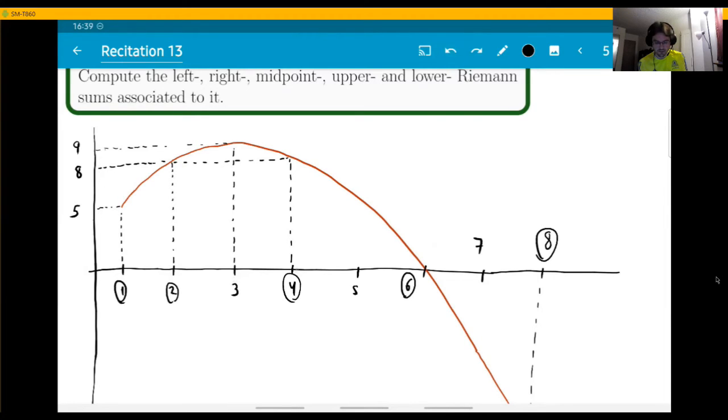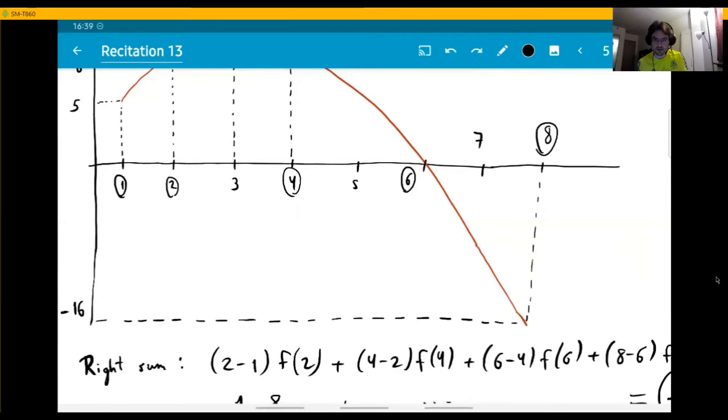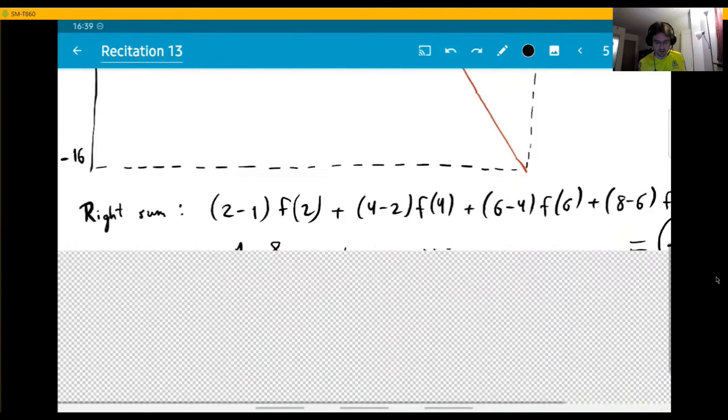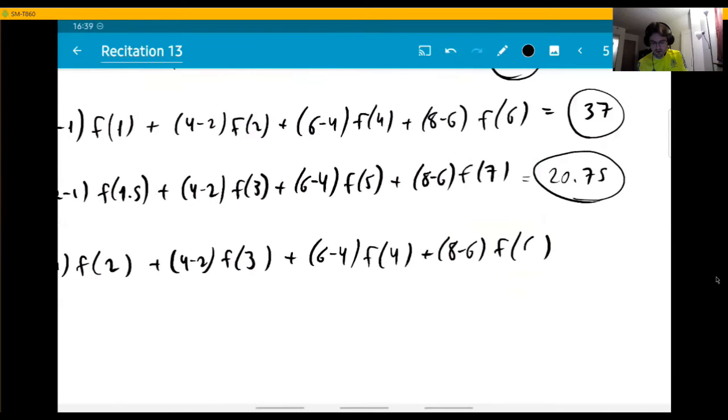What about the third one? From 4 to 6 should be 4. Here's the highest value of the function. And then finally, from 6 to 8, you have many negative values for the function. The highest value is f of 6, which is 0. All right, so the sample points will be 2, 3, 4, 6 for each one. You see that the left, right, and midpoint really don't depend on the function. They're always determined by the intervals themselves, whereas upper and lower depend on the values of the function.